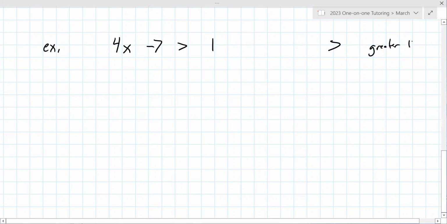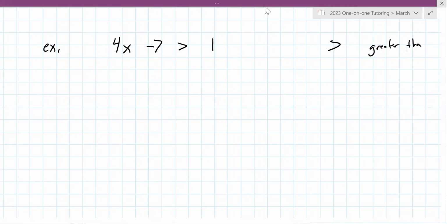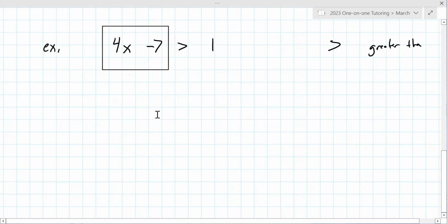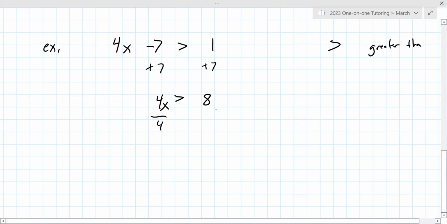All right. Now, how do we solve for x? If we look just at the side with x, you're going to add 7 to both sides. You get 4x greater than 8. Okay. And now what is keeping x from being by itself? 4 is multiplying x, so you divide by 4. So you have x greater than 2.